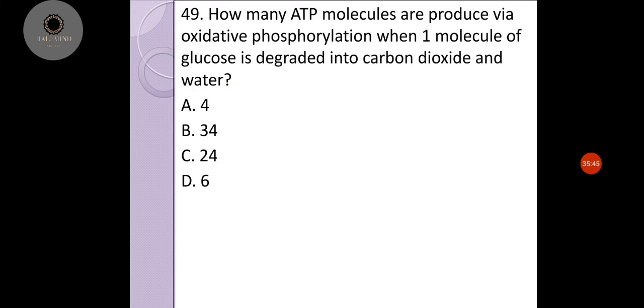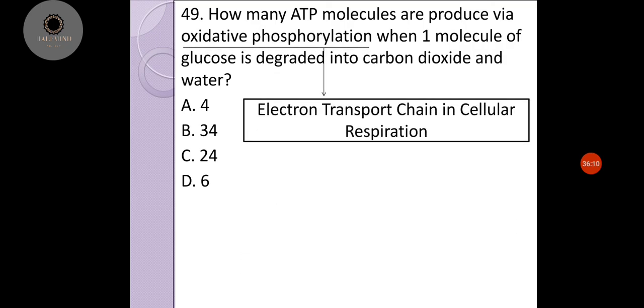49. How many ATP molecules are produced via oxidative phosphorylation when one molecule of glucose is degraded into carbon dioxide and water? Letter A, 4, B, 34, C, 24, D, 6. Now, ano ba yung oxidative phosphorylation? Again, it's the electron transport chain. So, during the electron transport chain or the oxidative phosphorylation, nakakaproduce ito ng 32 to 34 ATP.